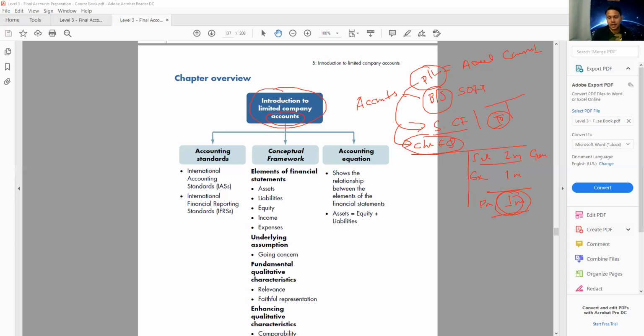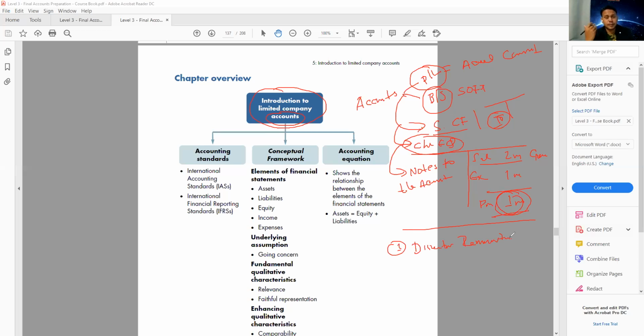The last one we also see is called notes to the accounts. Notes to the accounts means this is the explanation of the accounting terms. For example, in the accounts we normally see a term called director remuneration.